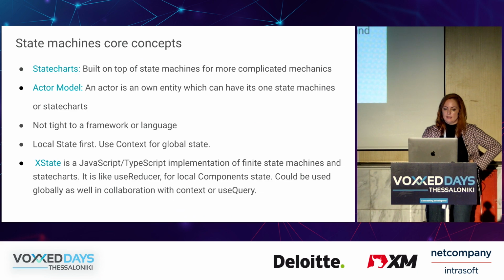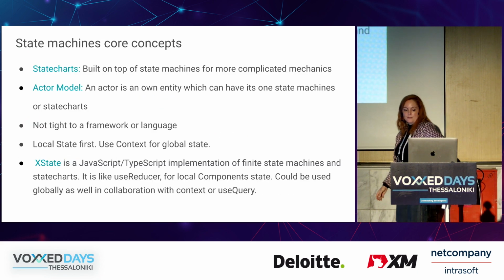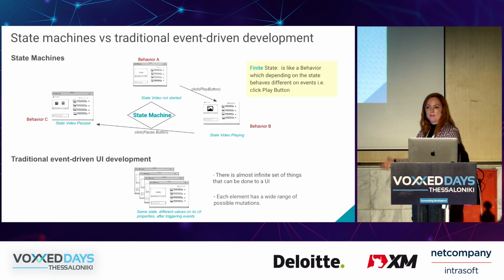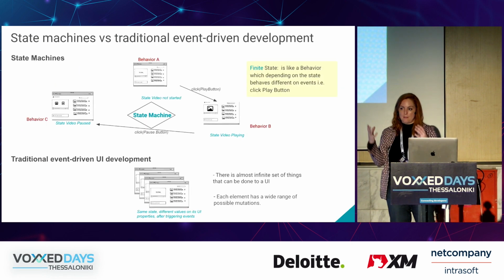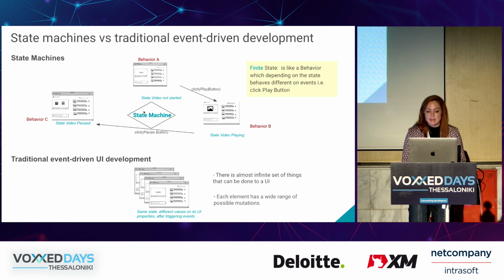This translates into a few core concepts from state machines. What I described right now is a very basic example, a basic state machine. A state machine is a collection of behaviors and events, and how we make the transitions from one behavior to the other.